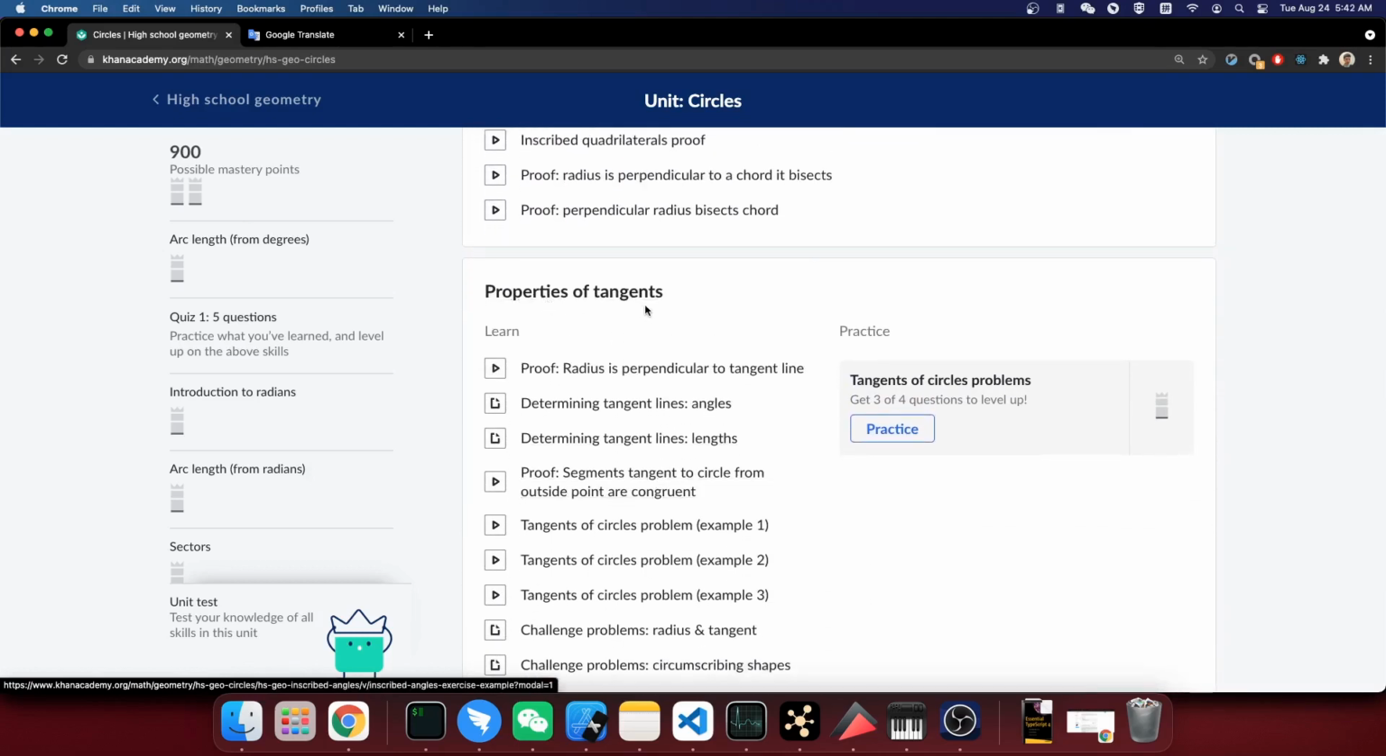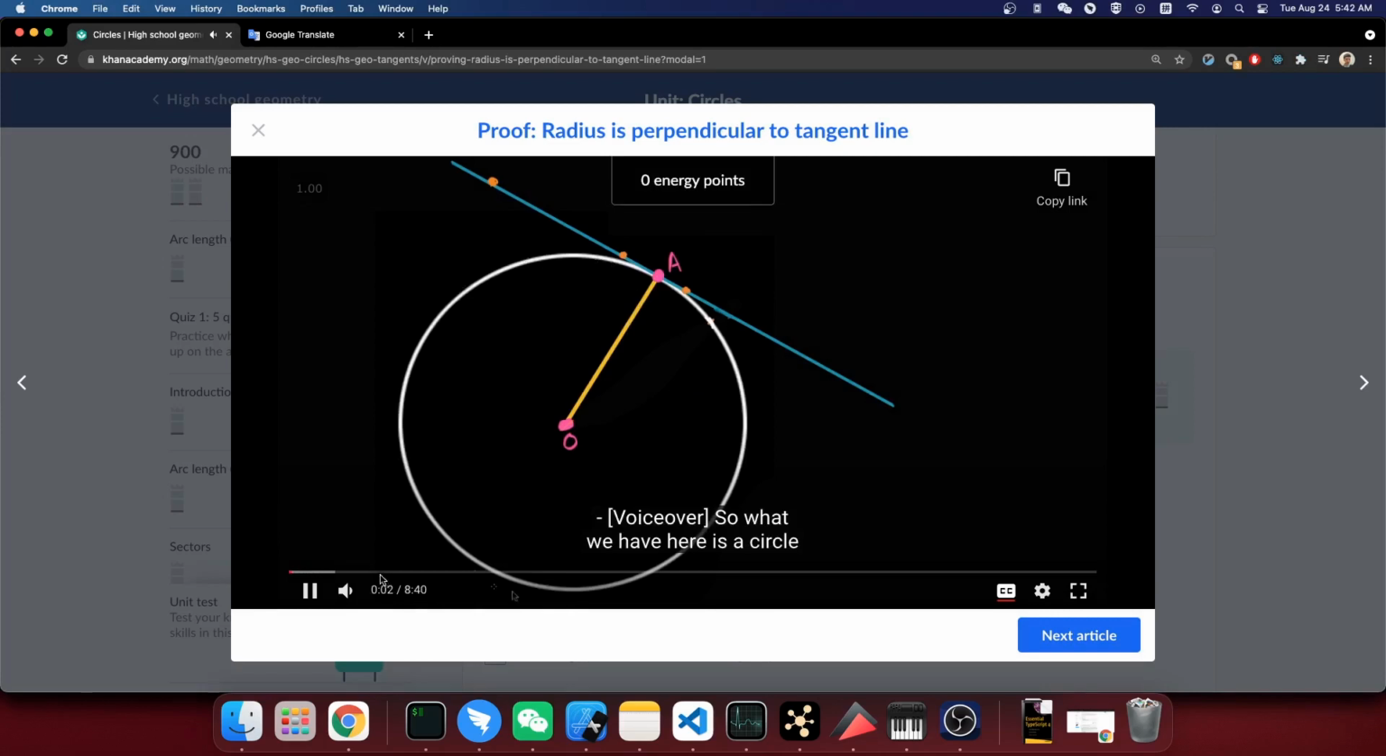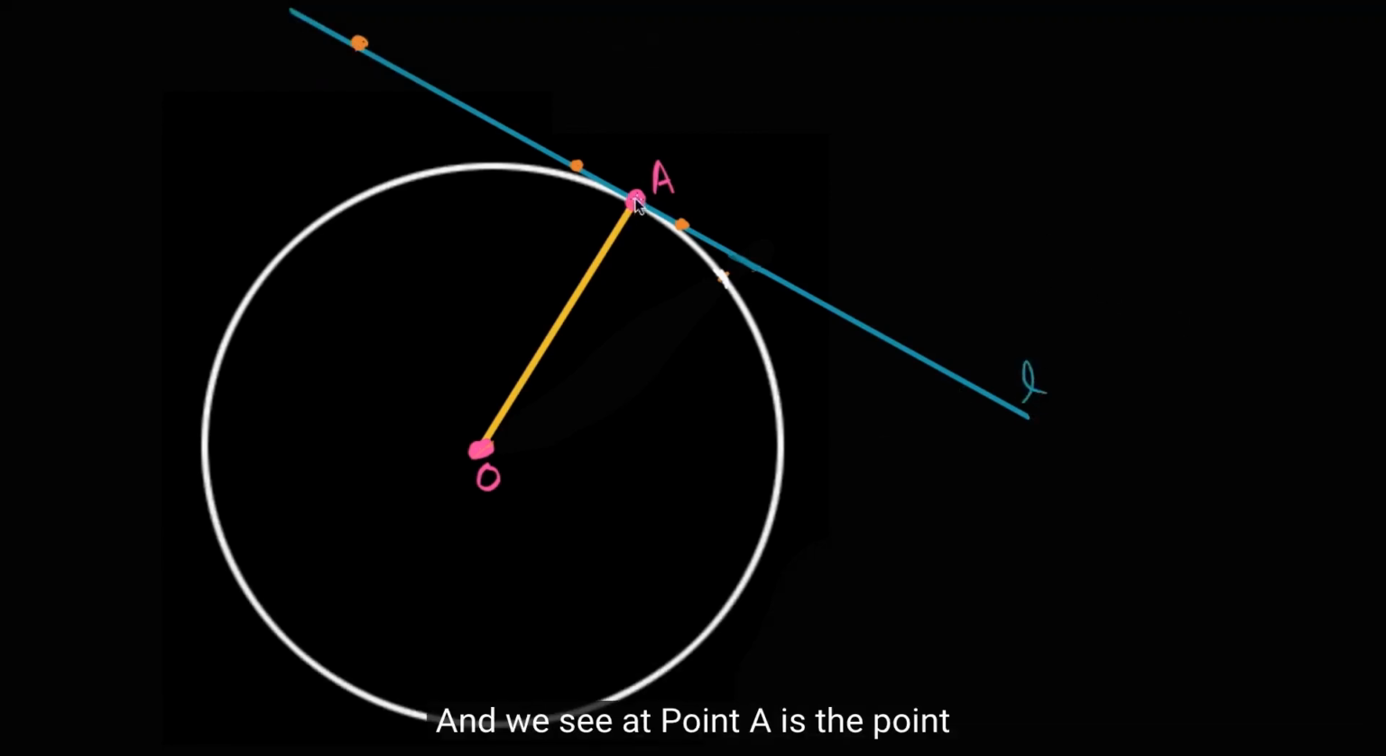Properties of tangents. It's probably a new idea or not. So, tangents. Let's get into it. What we have here is a circle with a center at point O, and then we have a tangent line to the circle. Let me label this line. Let's call this line L. Point A is the point where the tangent line intersects the circle. And then we've drawn a radius from the center of the circle to point A.